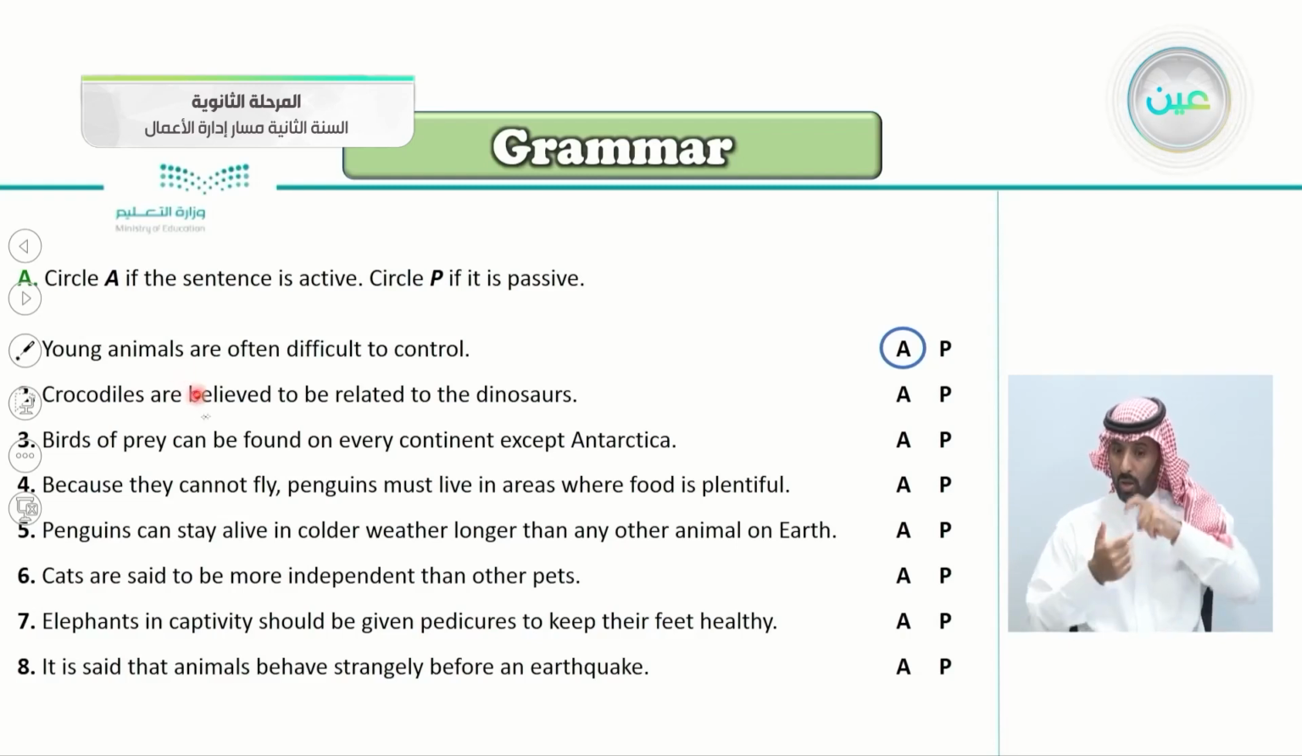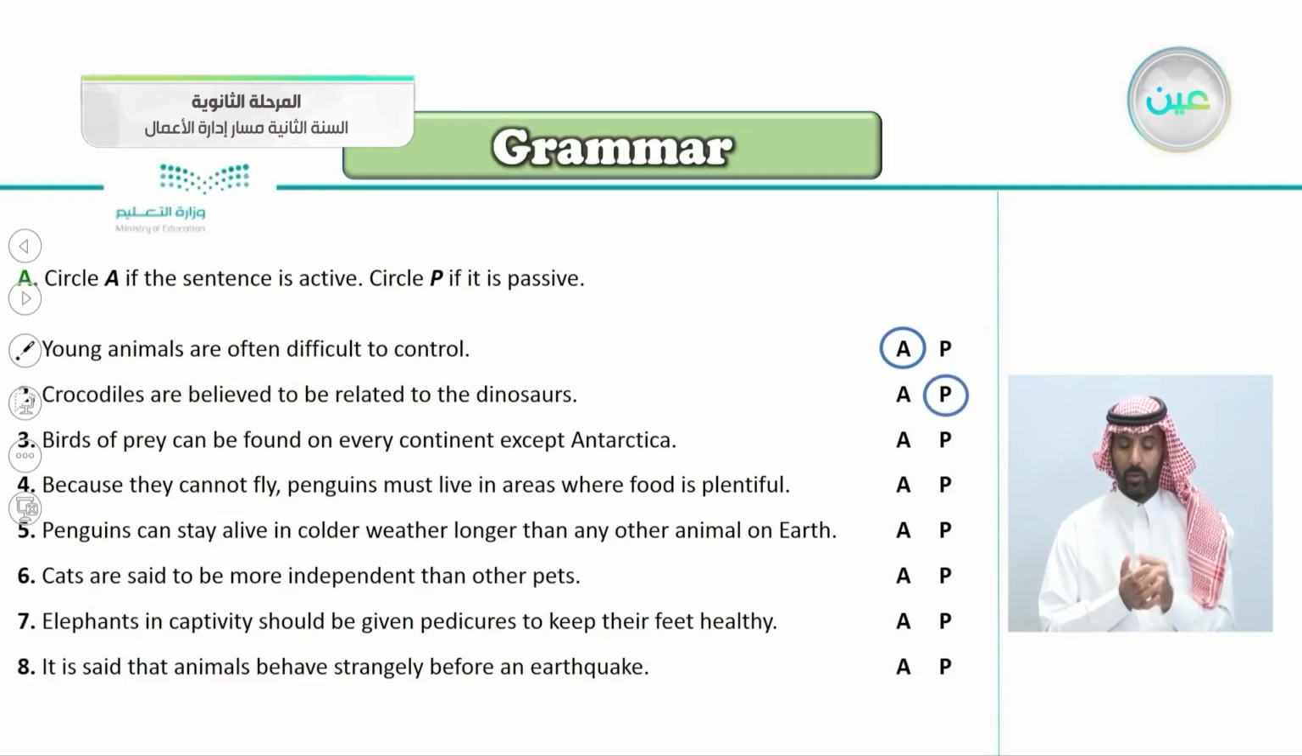Crocodiles are believed to be. So this one, I think, is a little bit easy. This one is passive because we began with the object. Number three here, birds of prey can be found on every continent except Antarctica. So this one is also, yes, this one is also passive.